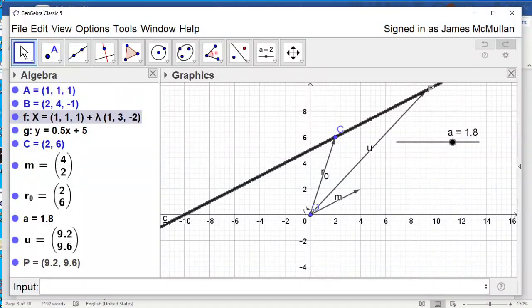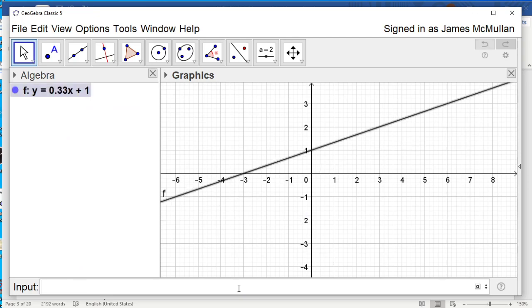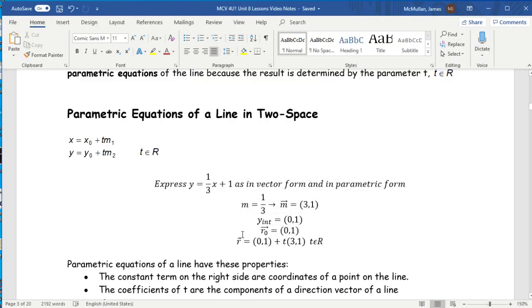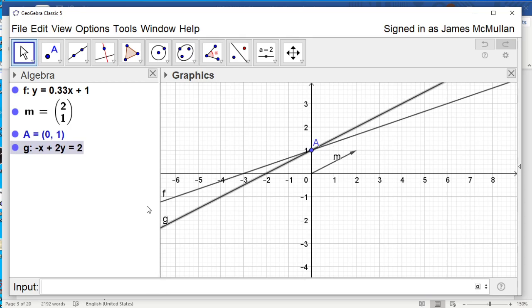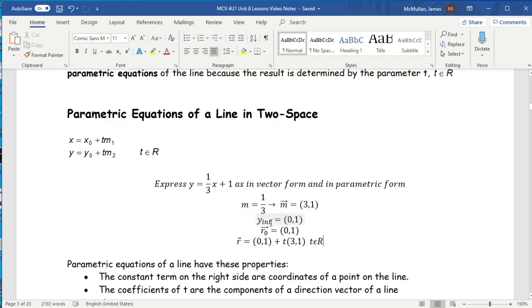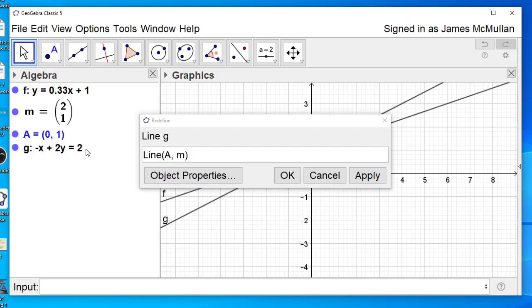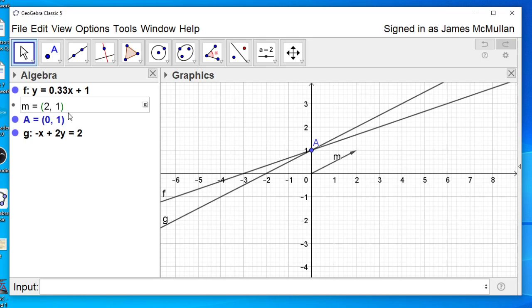Now, let's just check that I did this right. I'm going to draw y equals 1/3 x plus 1, and then draw 0, 1 plus t times 3, 1. Just to show you how to do this on GeoGebra, you make a new vector m, which is 2, 1, and then a point, which is 0, 1. And then you say line AM. Oh, I'm sorry, I definitely made an error here. I typed 2, 1. I should have typed 3, 1. So sorry. Let me go back and change my direction vector to 3, 1.